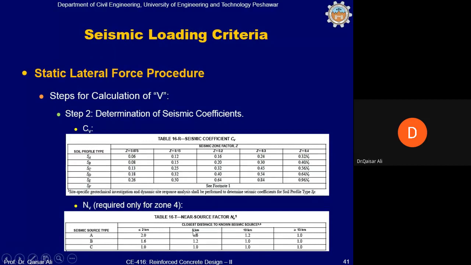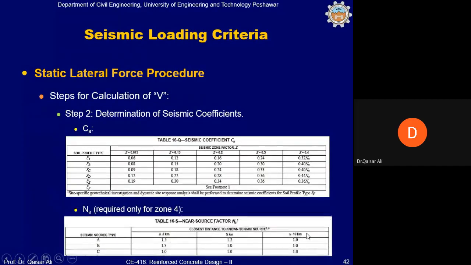The Nv factor, which we were discussing in the last slide, will depend on the distance from the epicenter and the seismic source type. For example, let's say the seismic source type is A, the building is located in the near field, and the seismic source type is such that earthquake events of magnitude 7 or larger can be produced in that location, and the distance from the epicenter is less than 2 kilometers. Then this factor will be 2, which means that the base shear will be doubled as compared to the base shear calculated in other zones. Similarly, for 5 kilometers, 10 kilometers, and beyond 15 kilometers, this factor will become 1.